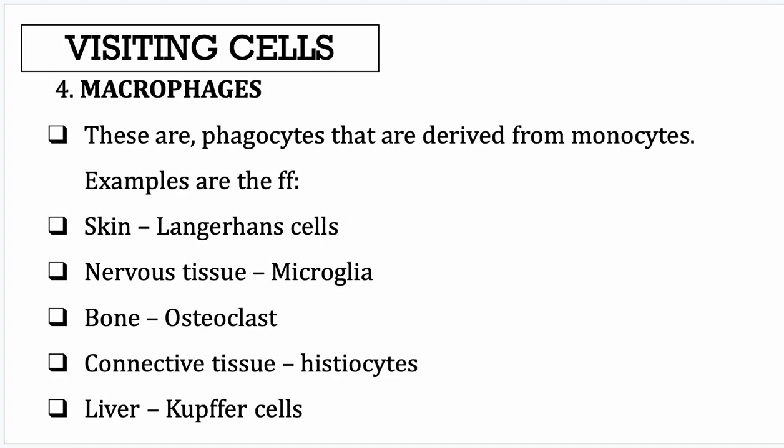So, next is macrophages. So, at this point in time pa lang, dapat ma-memorize nyo na, no? Ano ang tawag ng macrophages pag andyan sila in the different parts of your body? So, macrophages, no? These are phagocytes.